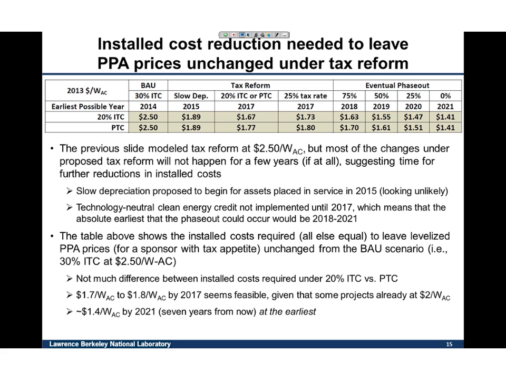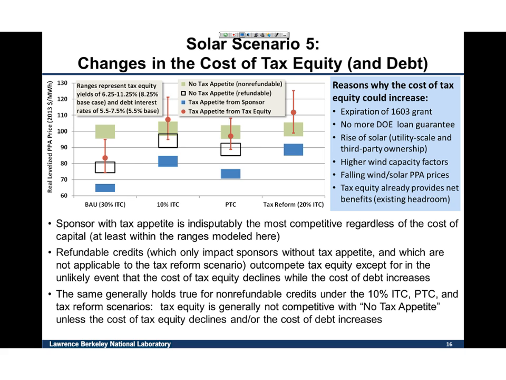Okay, the final solar scenario looks at changes to the cost of tax equity and debt, again looking at a plus 300 to minus 200 basis point range for tax equity and a plus 200 basis point range for debt. And what you see is that sponsors with tax appetite really seem to be immune to changes in the cost of capital, at least within the ranges modeled here. Refundable credits outcompete tax equity across the board, except for in the unlikely event that the cost of tax equity were to decrease at the same time as the cost of debt were to increase. And the same generally holds true even for non-refundable credits in the case of a 10% ITC, PTC, or tax reform.